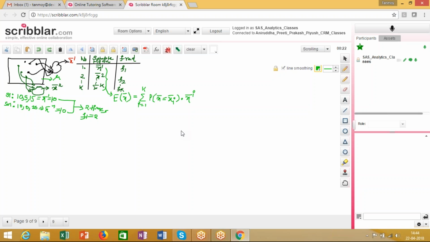So now over here, what we get to see is, the question that comes out is what exactly is the probability of x bar equal to x bar i? What is the probability of getting x bar equal to x bar i? It is nothing but the summation of i by n, into.